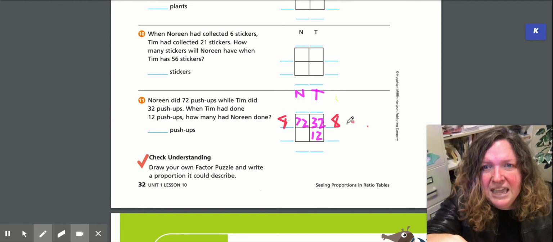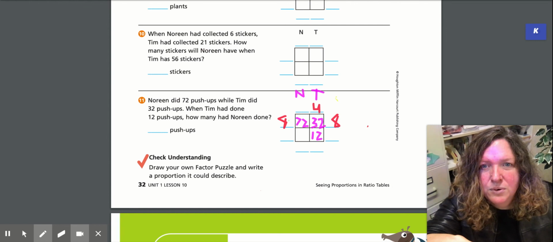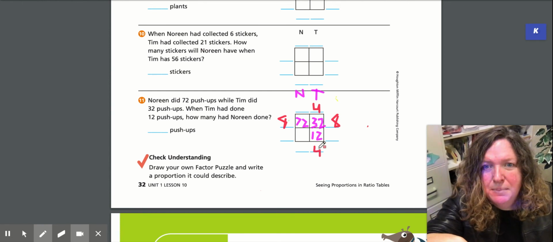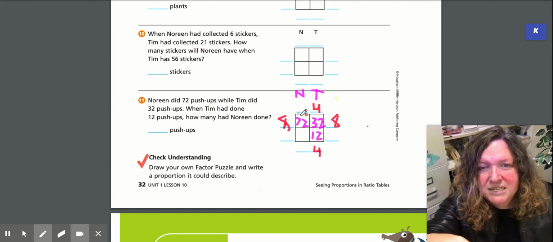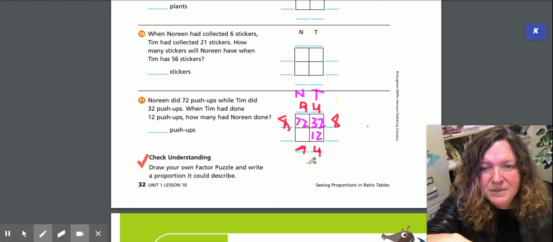And 8 times something gives me 32. Well, that's 4. 8 times 4 is 32. If it's in the 4 column up on the top, we know it's on the 4 column the whole way. So now there's 4 down below. What about this? This is an 8. My pen isn't working quite well. This is an 8. 8 times something gives me 72. Well, 9. 8 times 9 is 72. If it's in the 9 column on the top, it's got to be in the 9 column on the bottom.